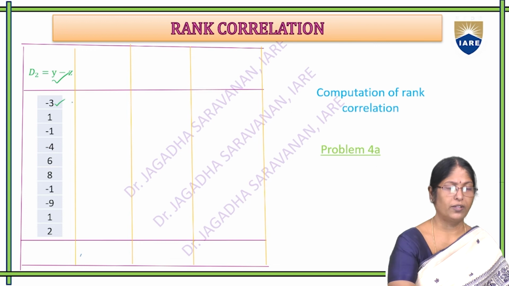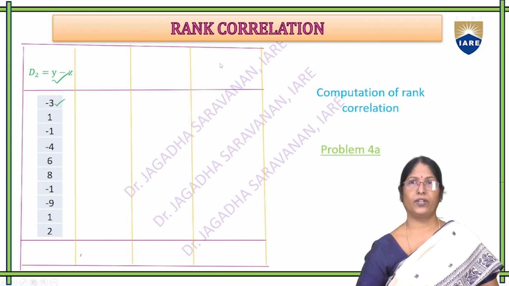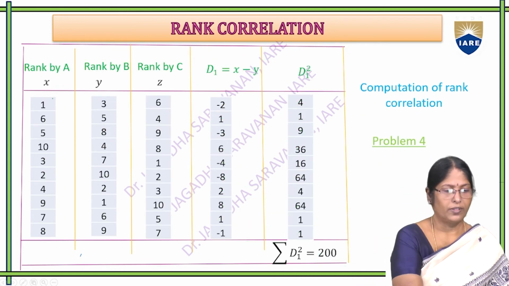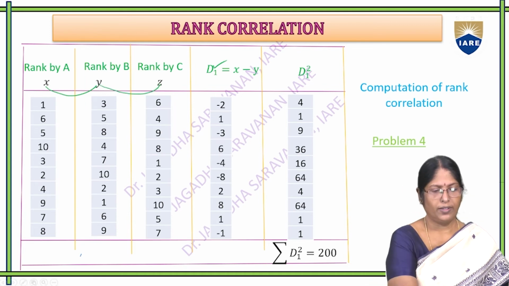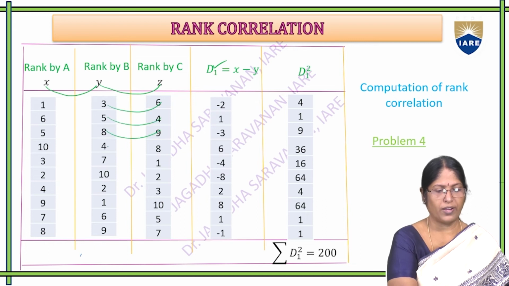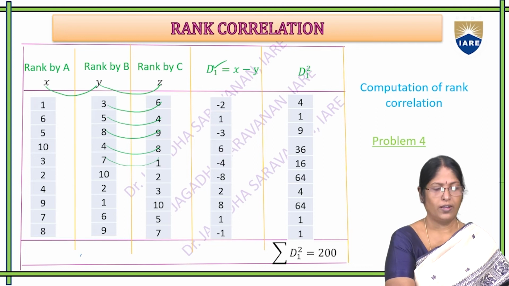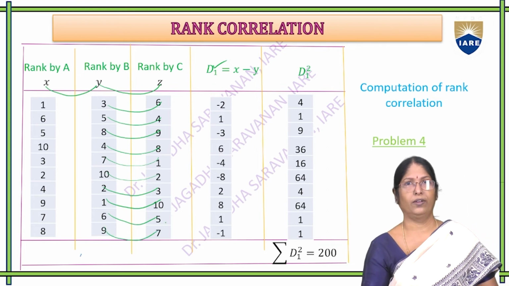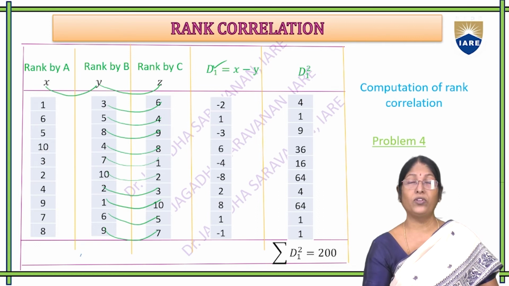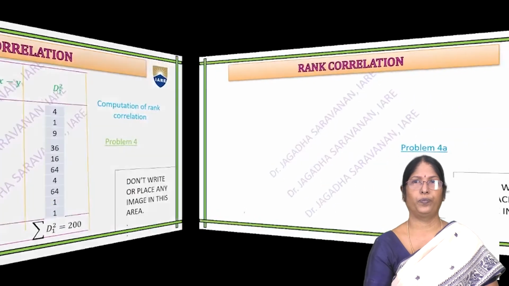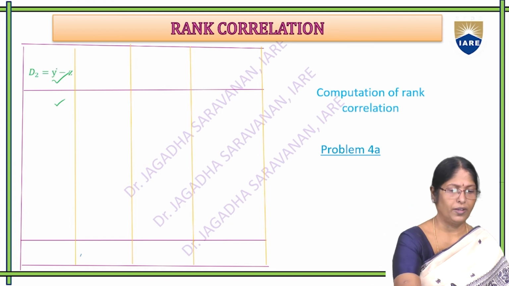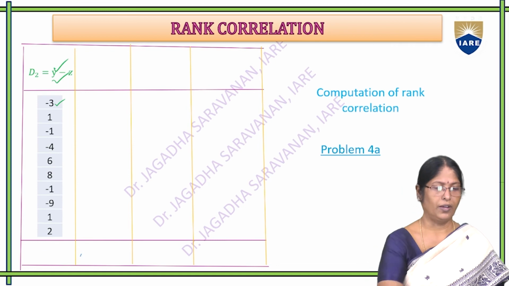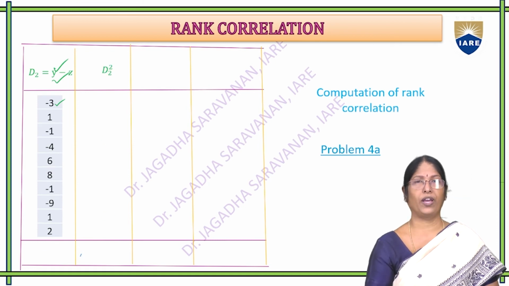So now we can see it. Y and Z. This difference we did, D1. Now we are going to do the difference between Y and Z. That is 3 minus 6, 5 minus 4, 8 minus 9, 4 minus 8, 7 minus 1, 10 minus 2, 2 minus 3, 1 minus 10, 6 minus 5, 9 minus 7. That difference we are going to name as D2. Just now what I have told, the data is placed here. Next, D2 square we have to find.